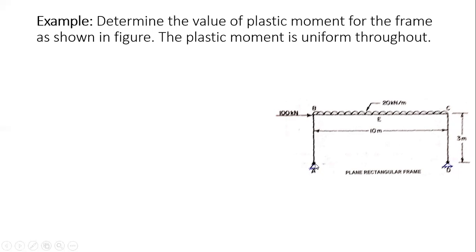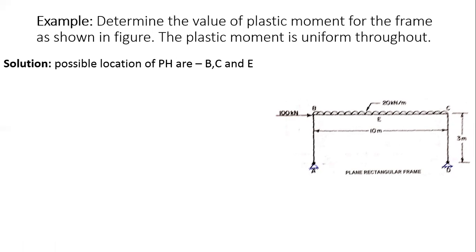Now this is your hinge joint. This is your hinge joint. So no hinge will form here. Although dots are showing here, the plastic hinge will not form at these 2 points. So we'll have to calculate the value of plastic moment.